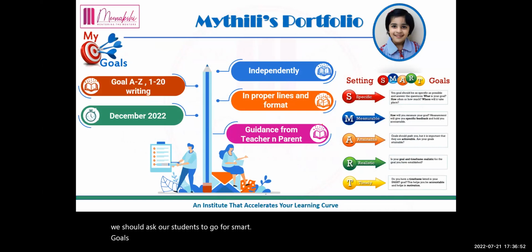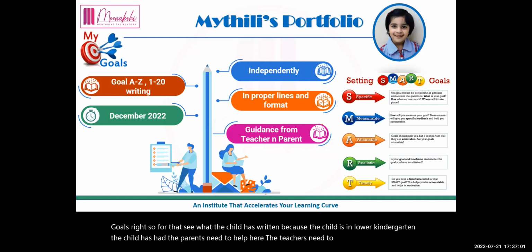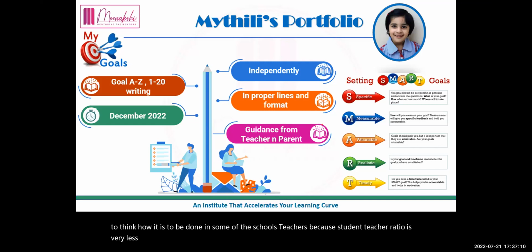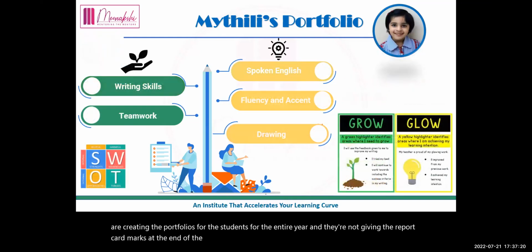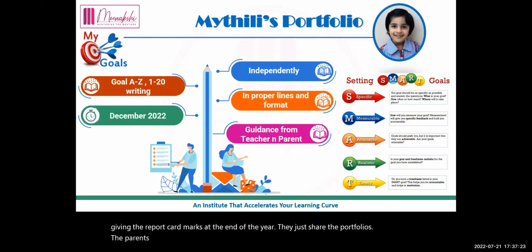So for that, see what the child has written, because the child is in lower kindergarten. Here the parents need to help, here the teachers need to help, and you have to think how it is to be done. In some of the schools, because the student-teacher ratio in junior classes is 15:1, the teachers are creating the portfolios for the students for the entire year, and they're not giving report card marks at the end of the year. They just share the portfolios with the parents, like this is what the child has learned.